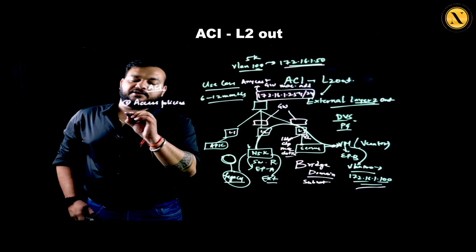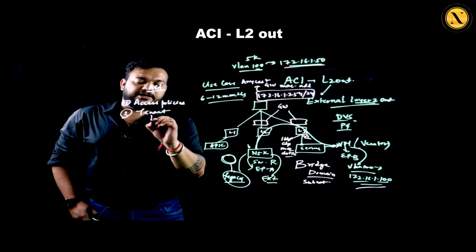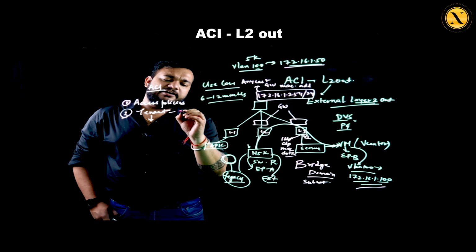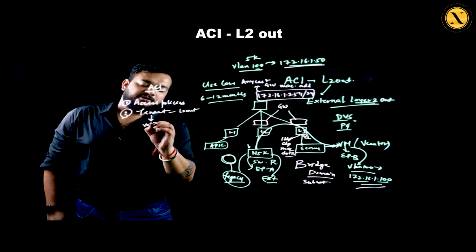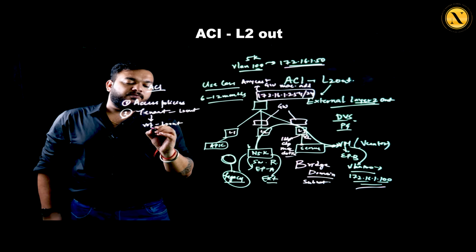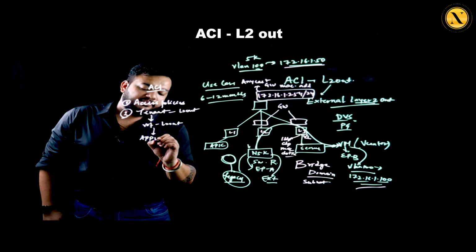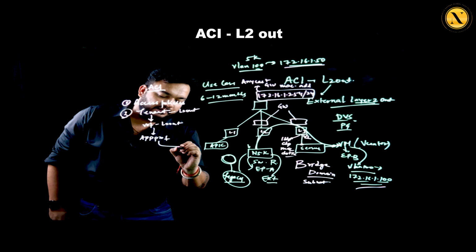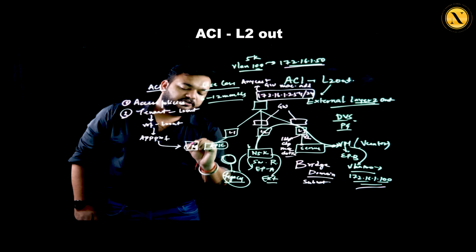Once that is defined, in the second part, you will configure the tenant. Under the tenant, let's say I have created a tenant with the name of L2 Out. Under that tenant, I'll be creating a VRF with the name of L2 Out. Under that VRF, after this, I'm going to create an application profile, and in that application profile, there will be an EPG that is going to be defined, which is nothing but my virtual machine.